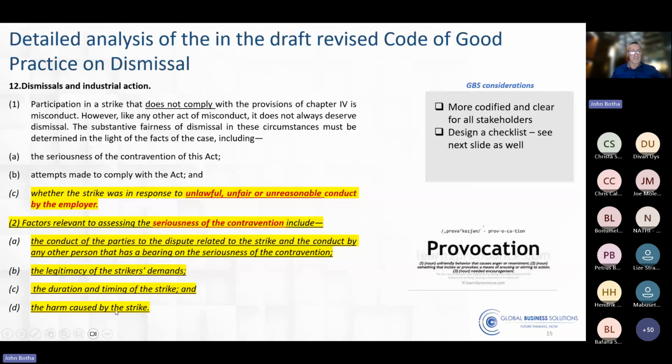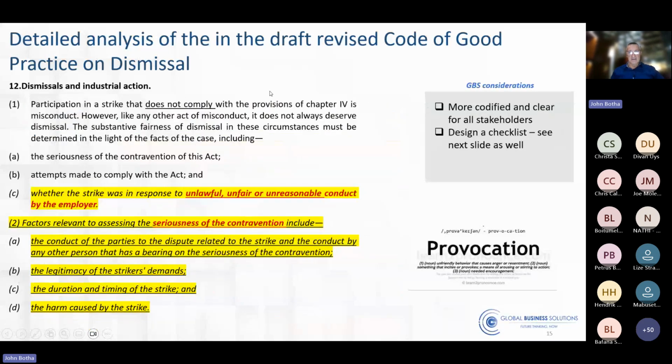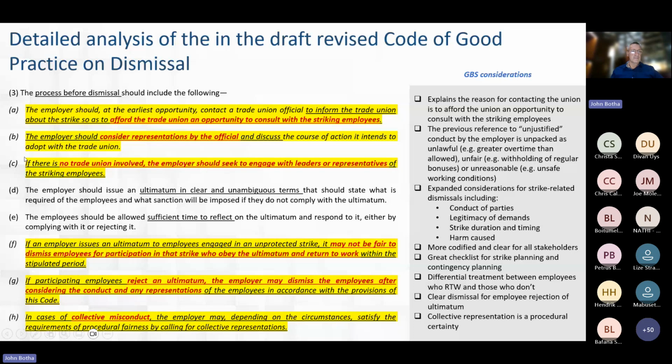the balance of harm. So I think the first thing that this code of good practice does is it adds in more detail so that we as employers can get a sense of substantive fairness. We need to answer to these things. So if you've got a contingency plan as a TES and your client wants to see your strike contingency plan, this has to be an integral part in assessing the extent to which they are not complying, the extent and the gravity of the misconduct.